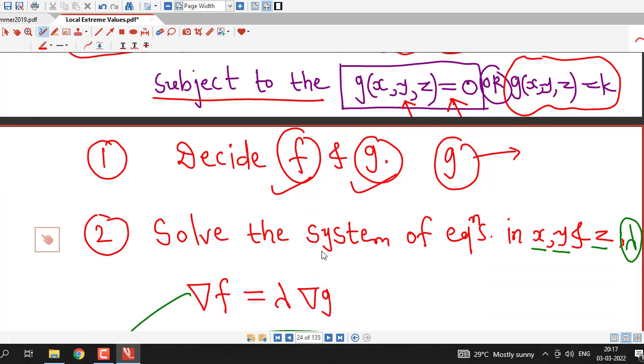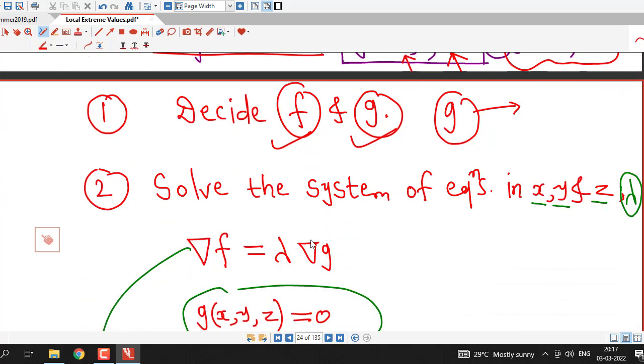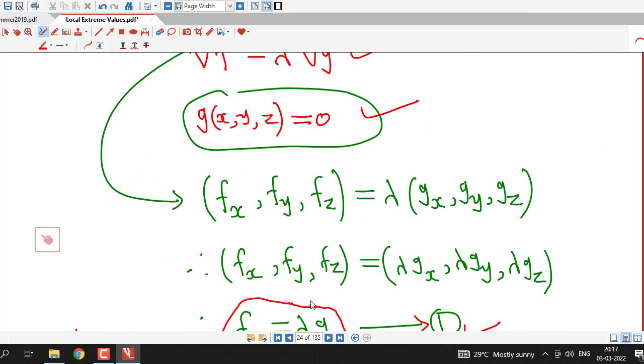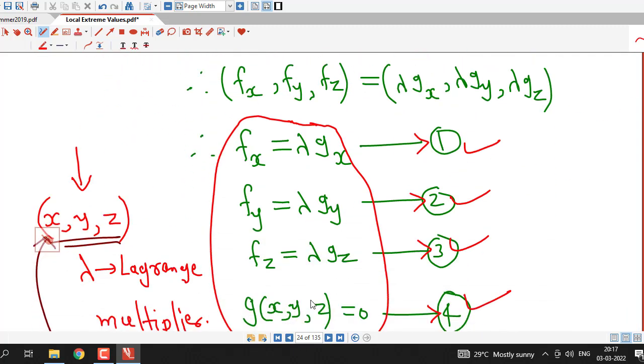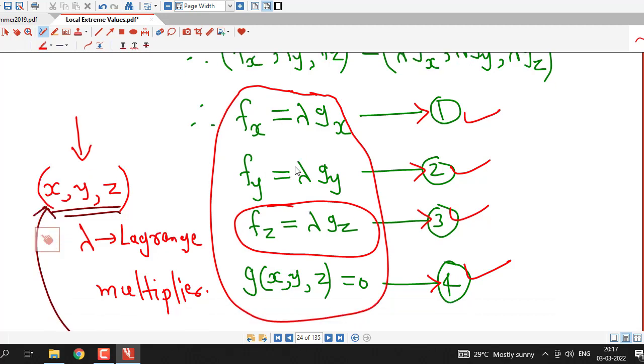After that we will remember this system. We will solve the system of equations in three variables x, y, z: gradient of f equal to lambda times gradient of g, with this equation of restriction or constraint. If we have functions of two variables, then we will have three equations. We will not have this equation if we are having a function of two variables, but the method is the same.